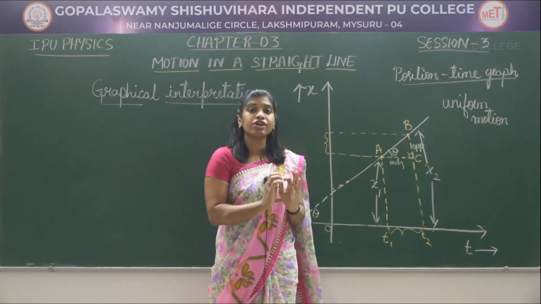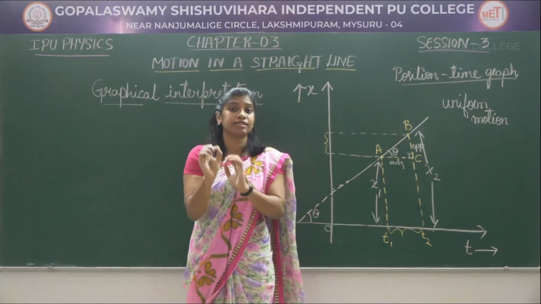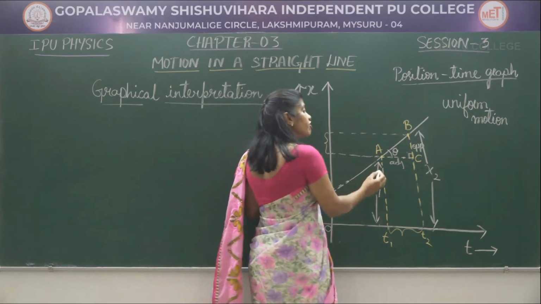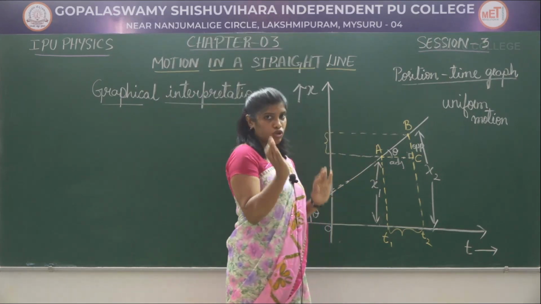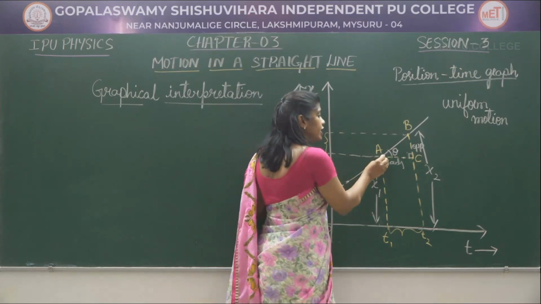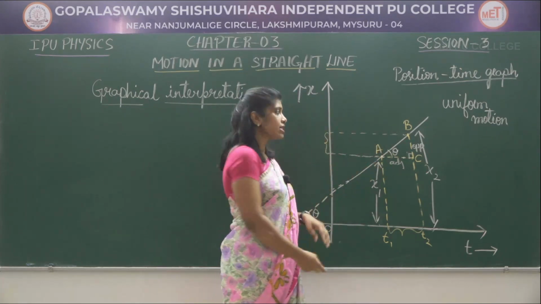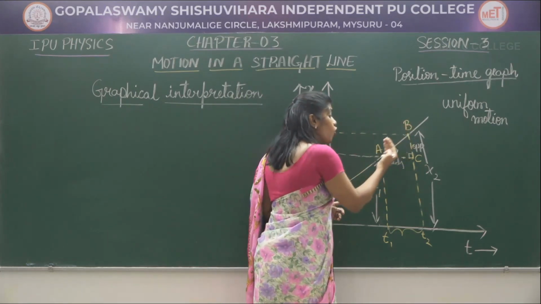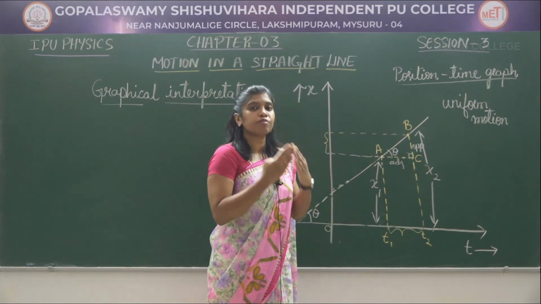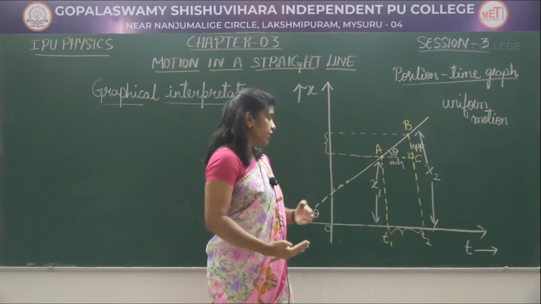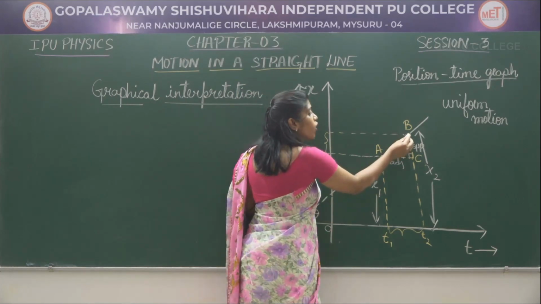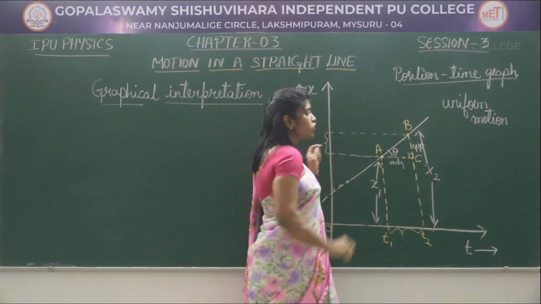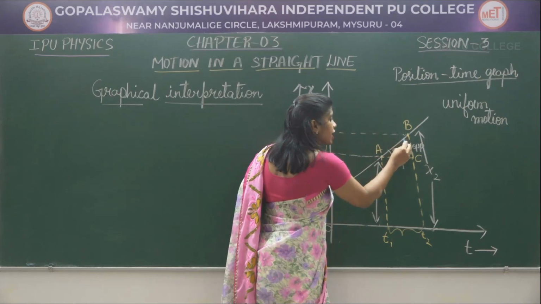It is the velocity of the body at any instant of time. So, if I have to find the instantaneous velocity of a body at point A, what I am going to do is bring this point B closer to A. Let us bring the point B closer to A.